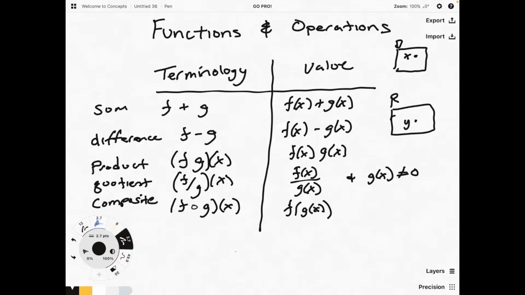Now that you understand functions, I have listed out a table with common terminologies and values associated with those terminologies. And then after we go through this table, we will look at an example of each of them. Looking on the left-hand side for the terminology, we're going to start with sum.